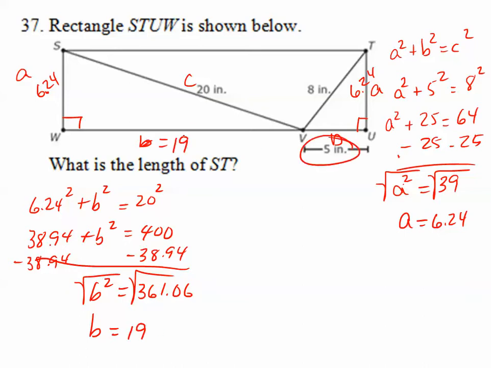And if this is 5, then if I add those two together from here to here and from here to here, then I get this total distance for ST. So 19 plus 5 is 24. So ST is 24 inches.